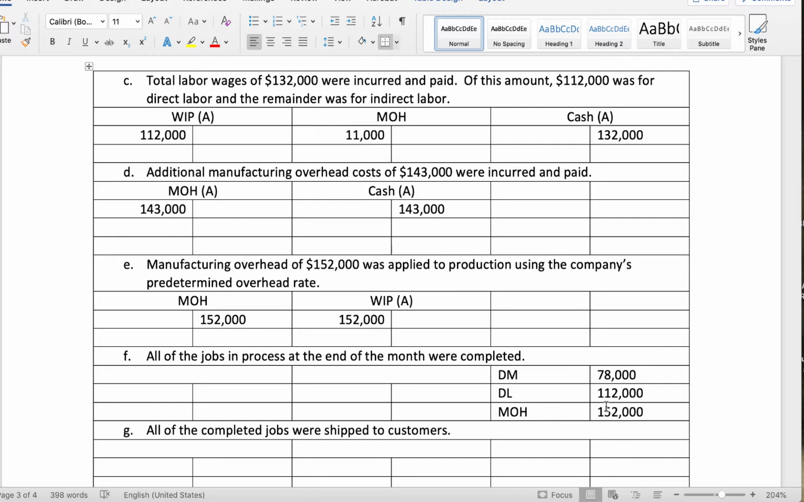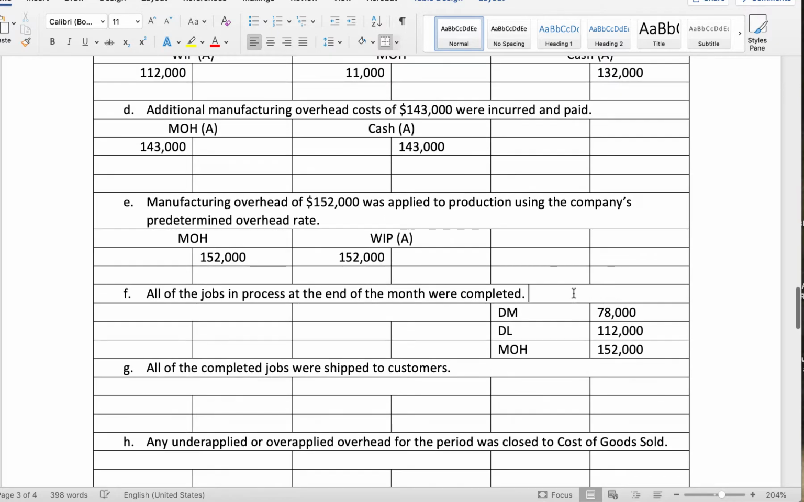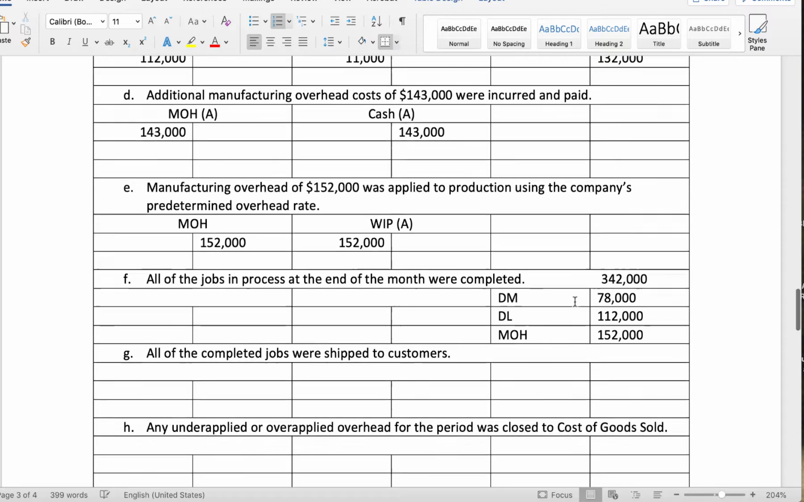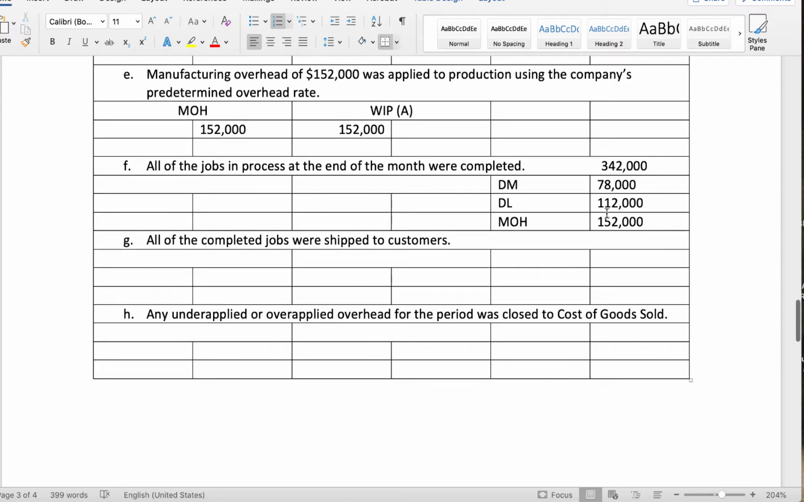Let's run it through the calculator just to double check my math. 78,000 plus 112,000 plus 152,000. Yep, $342,000. So what this is saying, and I'm going to put this right up here, again you don't have to put it here, this is just a visual for you, is that this whole amount equals $342,000. This amount is leaving WIP. It's going to the finished goods account.